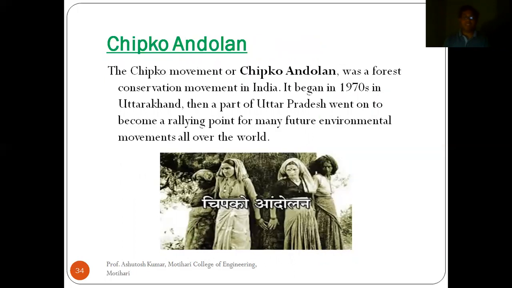Now, Chipko Andolan. This is additional information. In Uttarakhand, earlier in 1970, the Chipko movement or Chipko Andolan was carried out. It was a conservation movement in India. Due to urbanization, a lot of forest in the past couple of decades has been cut out. So the Adivasi or local people started a movement that is called Chipko Andolan in 1970 in Uttarakhand. That is a very good initiative from an environment point of view.